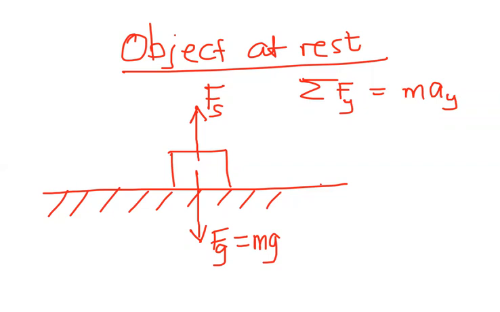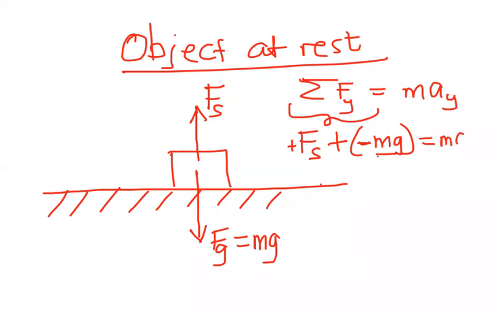Here we have two forces that are acting in the y direction, Fs upward and Fg downward. So we are going to say this is equal to support force plus minus mg. I'm putting Fs with a positive sign because it's acting upward, and mg has a negative sign because it's acting downward. The result must be mass times acceleration in the y direction. But I realize that the box is not moving, it is at rest, and so the acceleration is 0. Therefore, everything here goes to 0. Then I can say support force is equal to mg.